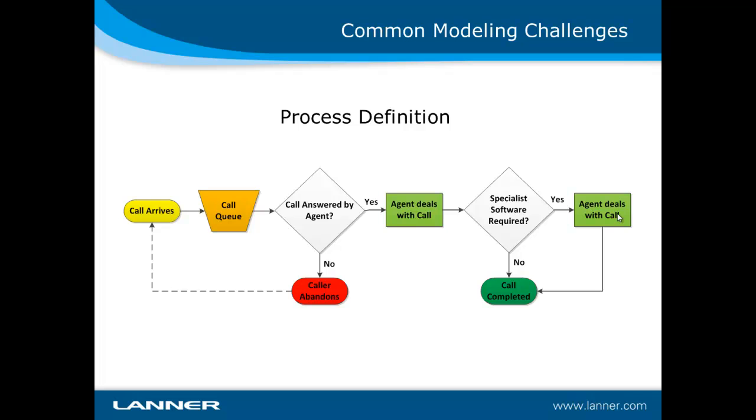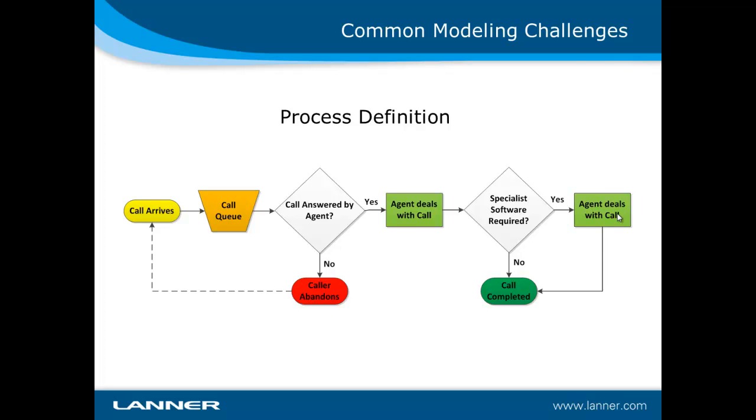With any modelling exercise, we normally start with a process definition. So here's the process definition for the model I'm going to construct for you today. It's fairly straightforward in terms of a call handling process. On the left hand side, a call arrives in our system. It will be placed into a call queue. If we have available agents, they will pick the calls out of the queue, answer the calls, deal with those calls, and the call will be completed after a certain length of time.